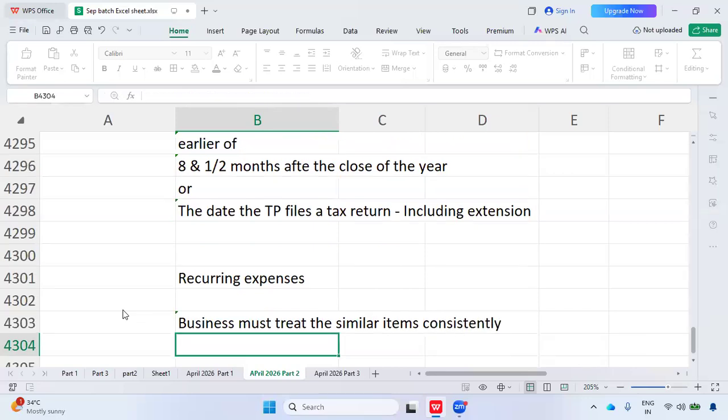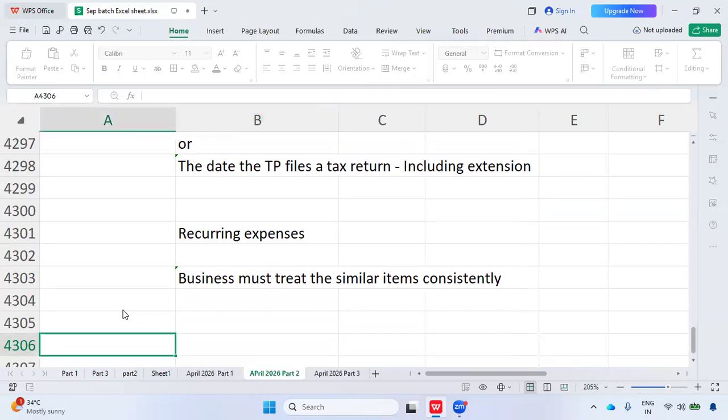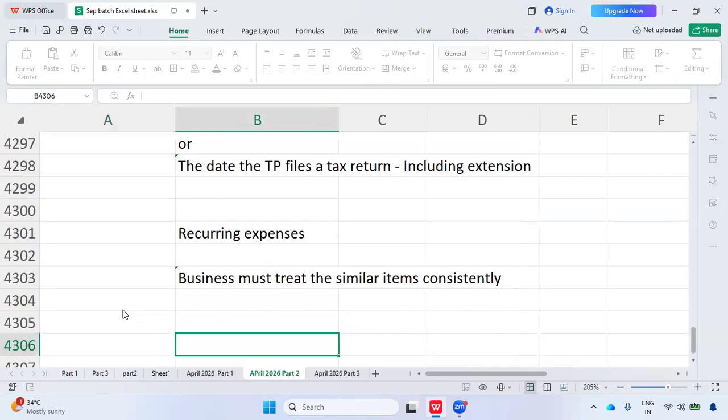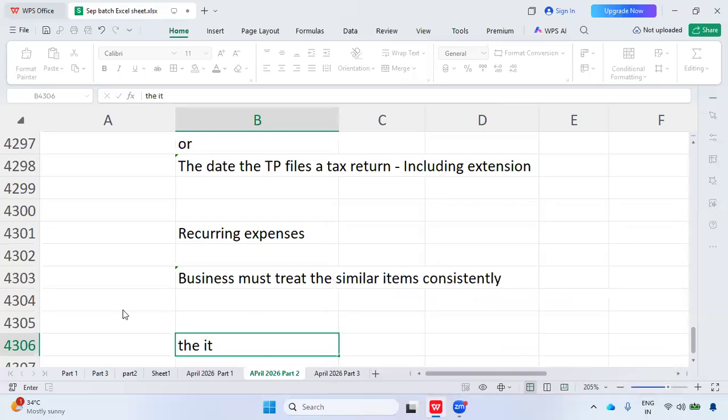So if you have any other similar expenses, we must follow the same treatment consistently. Then only is the exception allowed, and we can claim. Also, condition number 5 here: the item should not be material.